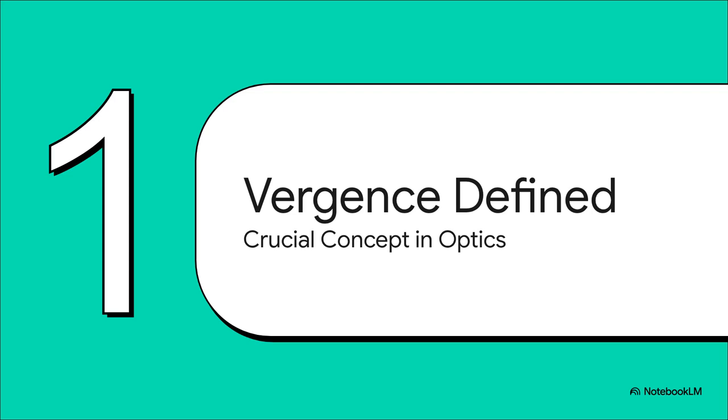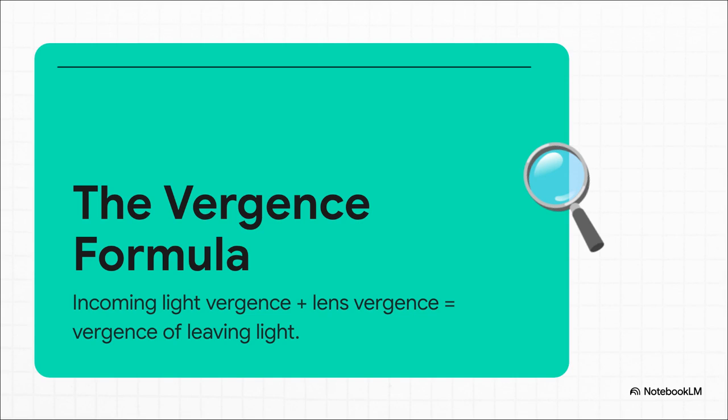Let's start with the absolute bedrock of optics, describing the relationship among light rays before, during, and after they hit a refractive surface. This formula right here is your absolute best friend. U plus P equals V. Everything is measured in diopters. And here's a great little mnemonic to lock it in forever.